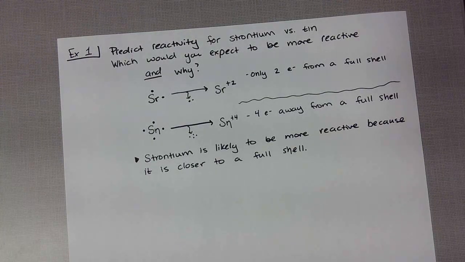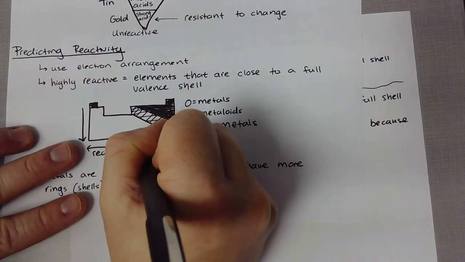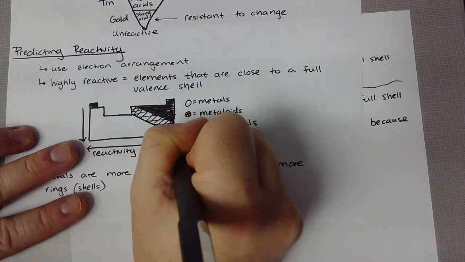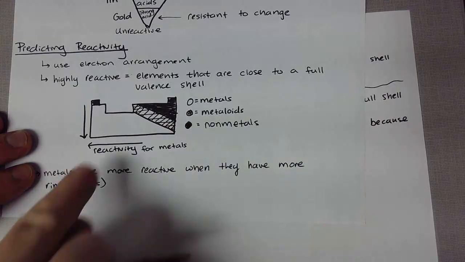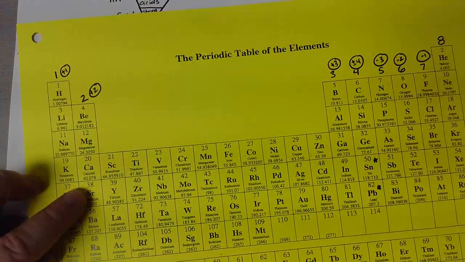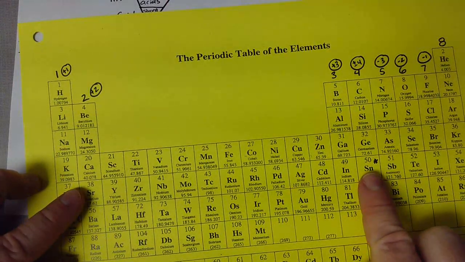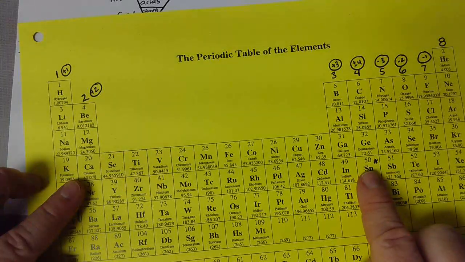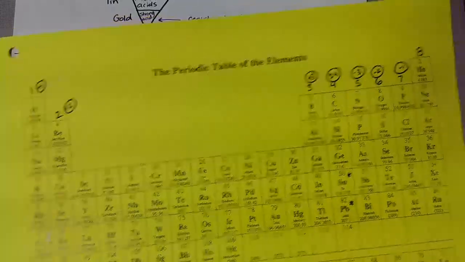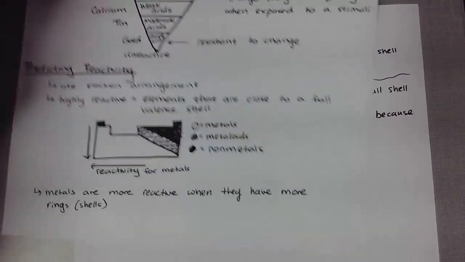We can also check to see if this fits the trend. So we identified our reactivity for metals as having an extreme towards the lower left-hand corner of the table. Strontium, very close to the left side. Tin, not as far to the left. So strontium also fits our trend. Strontium is closer to the left-hand side of the table, which is where our more reactive metals are going to be.